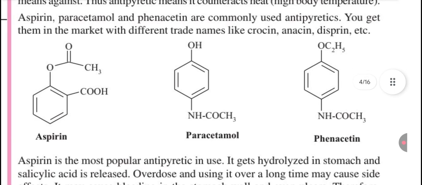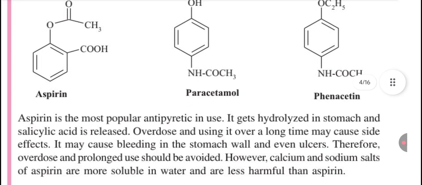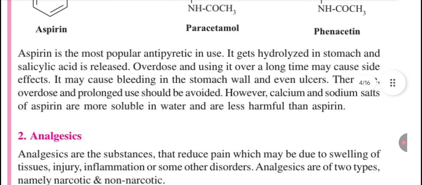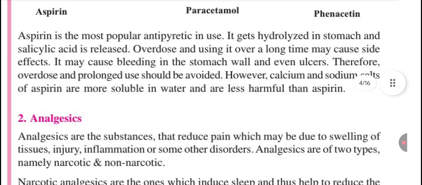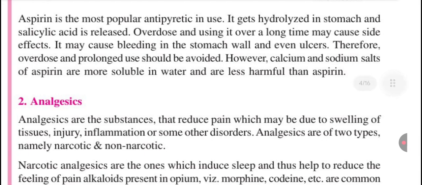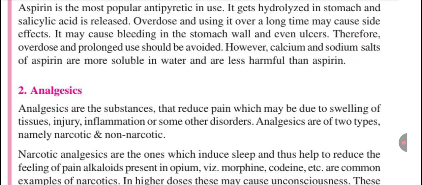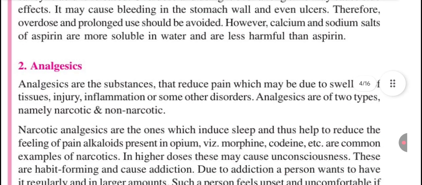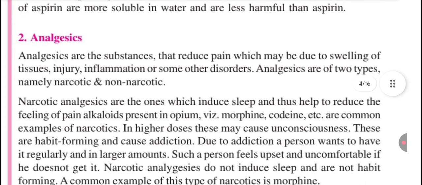You get them in the market with different trade names like Crocin, Anacin, Disprin, etc. Aspirin is the most popular antipyretic in use. It gets hydrolyzed in stomach and salicylic acid is released. Overdose and using it over a long period of time may cause side effects. It may cause bleeding in the stomach wall and even ulcer. Therefore, overdose and prolonged use should be avoided. However, calcium and sodium salts of aspirin are more soluble in water and are less harmful than aspirin.